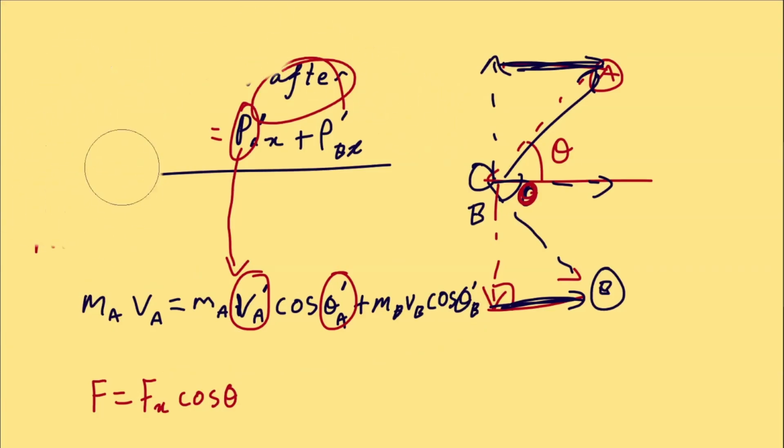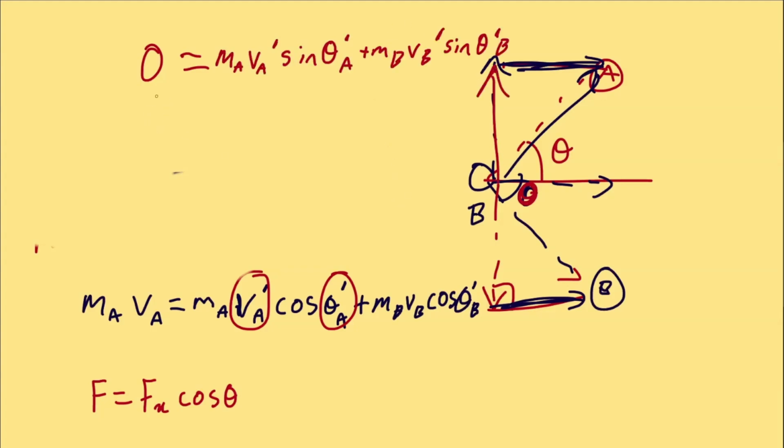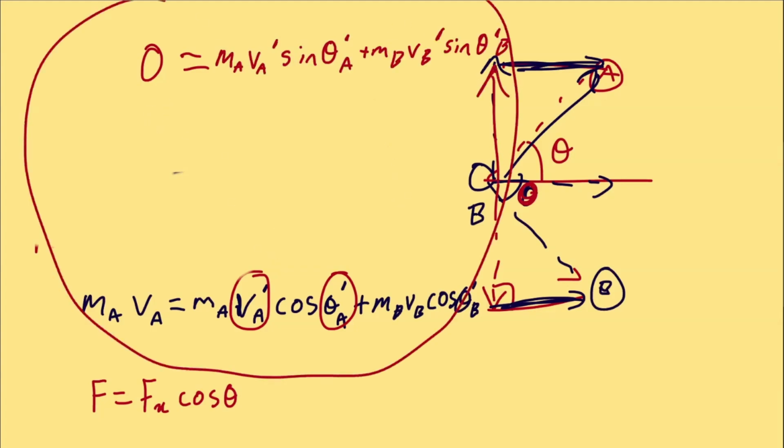The y component, we do a similar thing. Initially, the y component is 0 because the ball is going horizontal, so there's no vertical movement yet. That means the left-hand side of the equation is 0. The right-hand side will do the exact same thing as before, but we'll do it with sine, since it's the vertical component. And the two equations that we made right here are the x and y components.